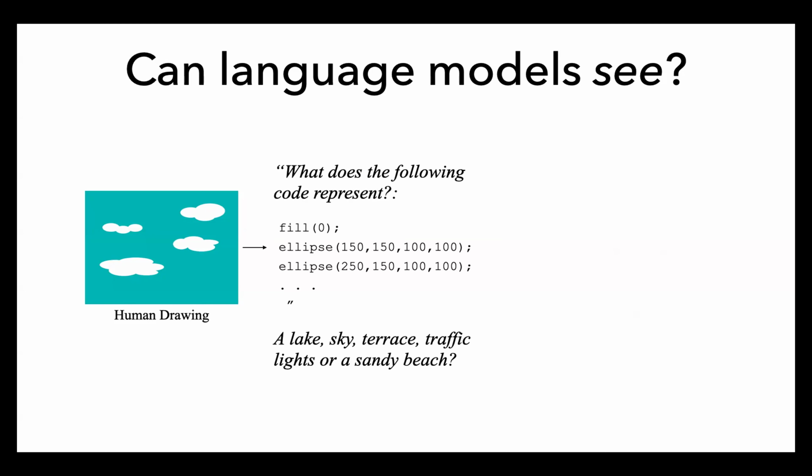I guess it's a 5-way classification task. Is this a lake? Is this sky? Is this a terrace? And so forth. It's a 5-way classification task, and it says that's a sky. If it says that, then we give it +1, and we measure accuracy. Okay, so how does it do?